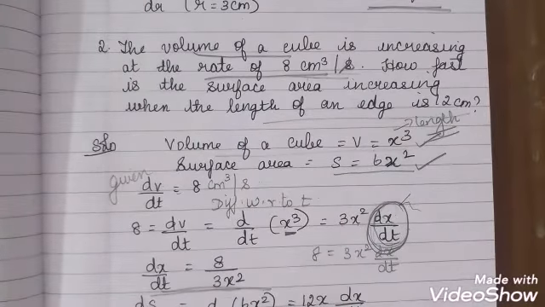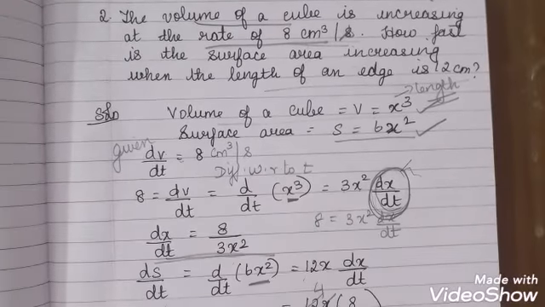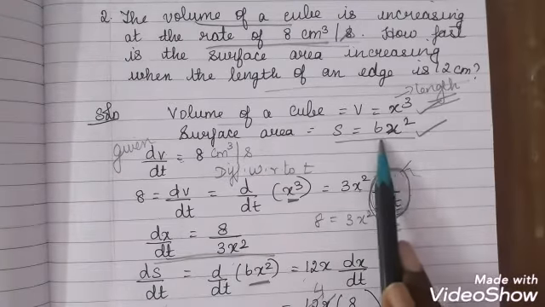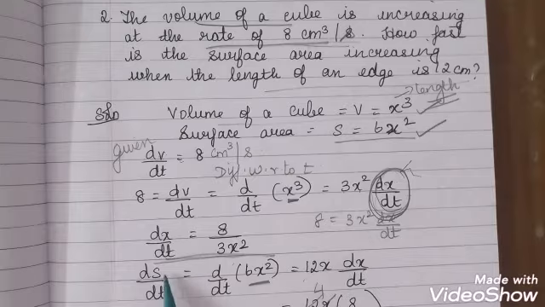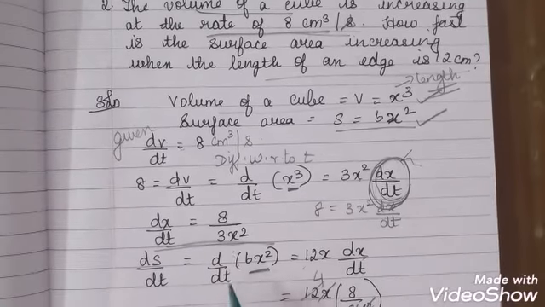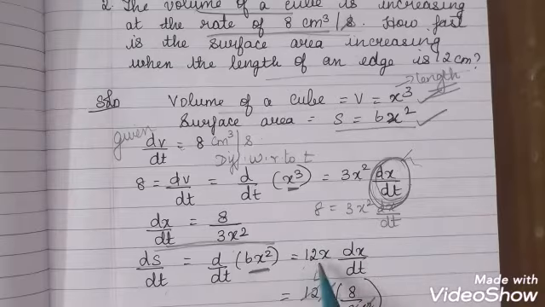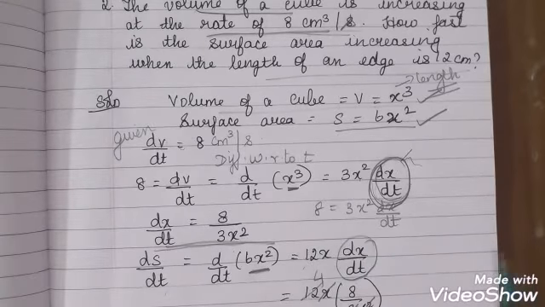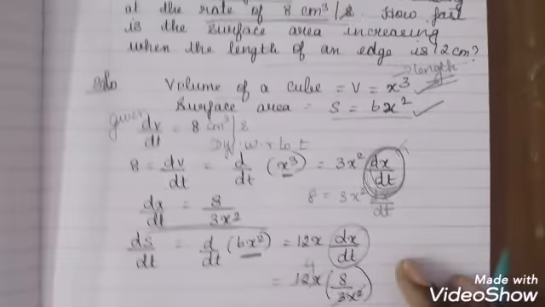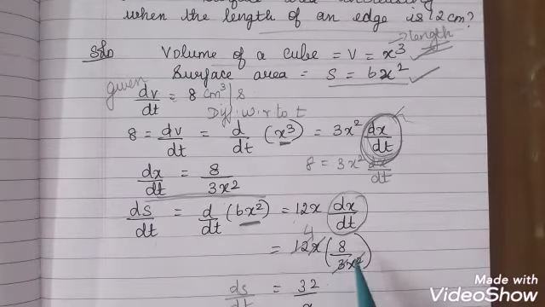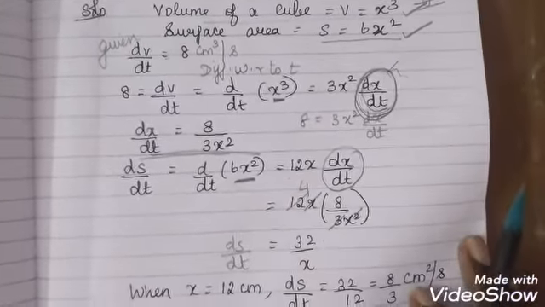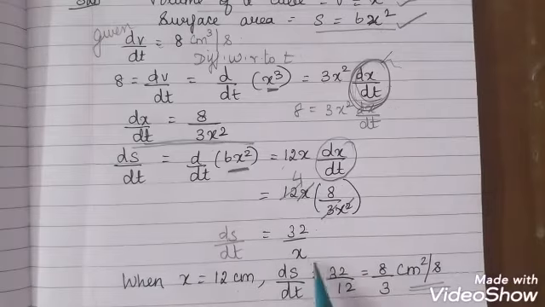So I need to find out the surface area of a cube. The surface area of a cube is equal to 6x squared. So dS by dt is equal to d by dt of 6x squared. When you differentiate it, what will I have? 12x into dx by dt. And dx by dt is equal to 8 by 3x squared. So 12x into 8 by 3x squared. So x and x get cancelled, and this also gets cancelled. So dS by dt is equal to 32 divided by x.